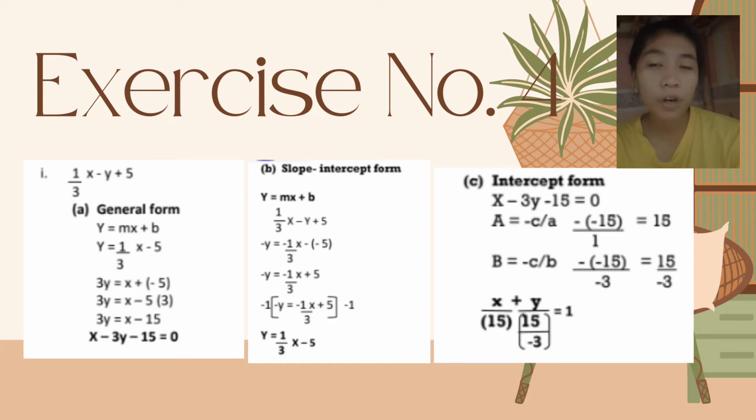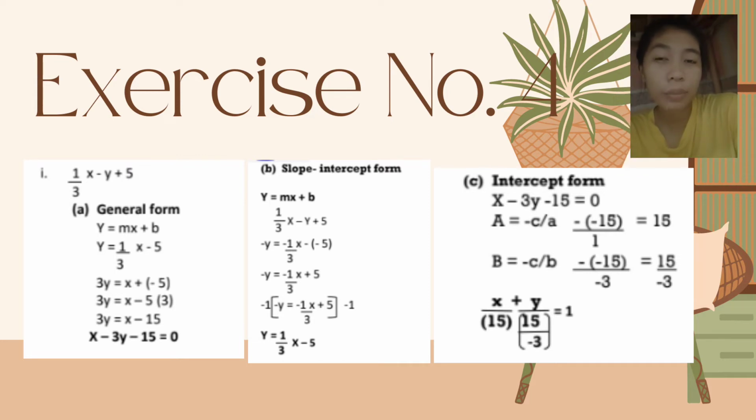Sa slope-intercept form naman, y = mx + b. So (1/3)x - y + 5. So negative y is equal to negative 1x divided by 3 minus 5. So negative y is equal to negative 3x divided by 3 plus 5. Then negative 1 times negative y is equal to negative 1x divided by 3 plus 5 minus 1. So the final answer is y = (1/3)x - 5.